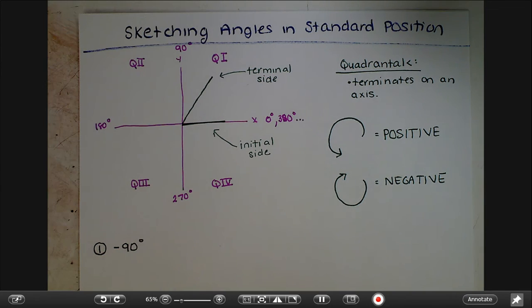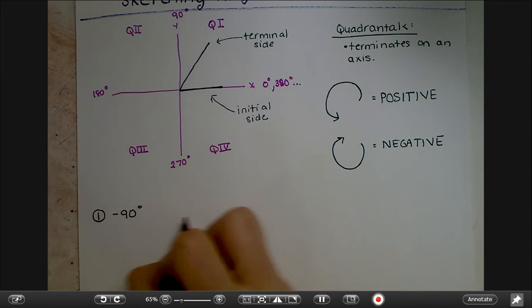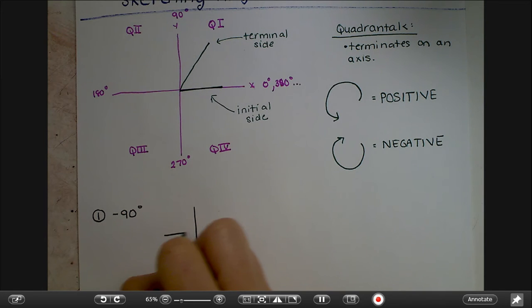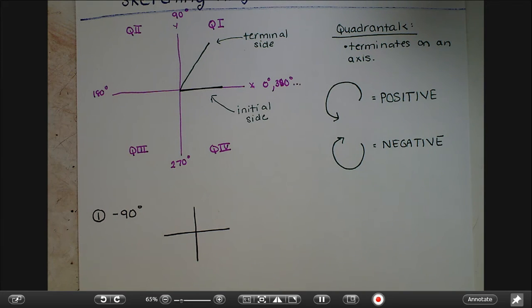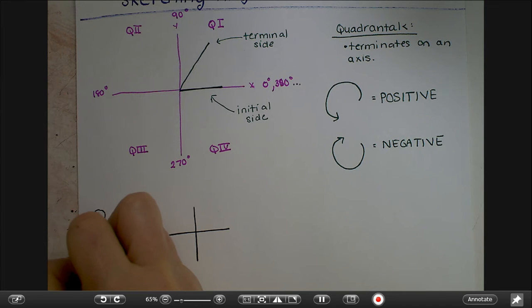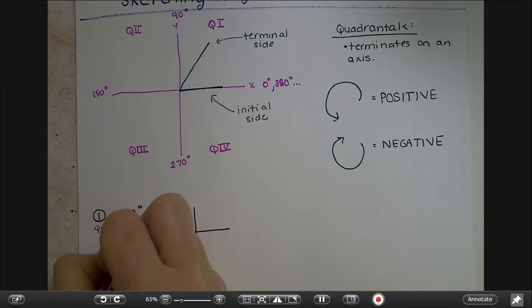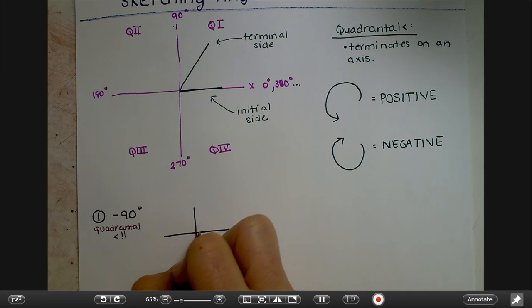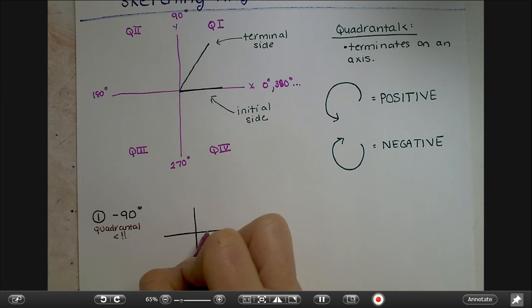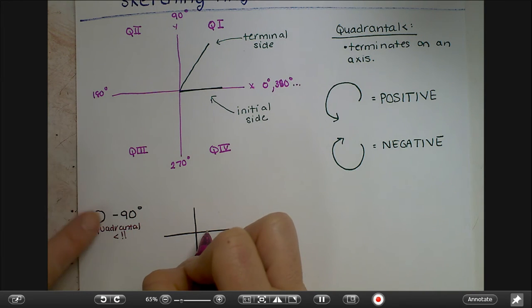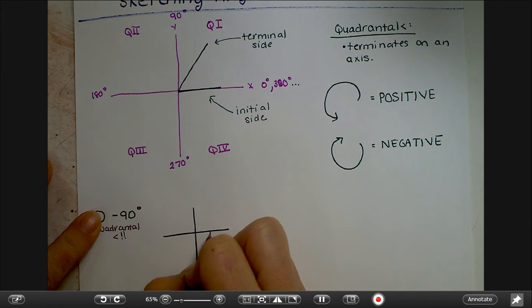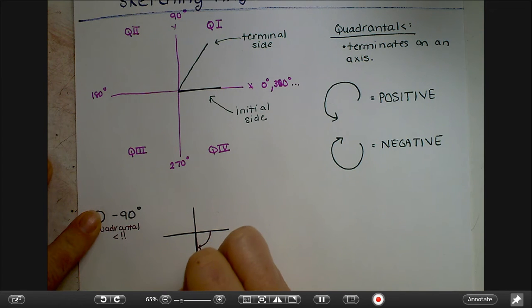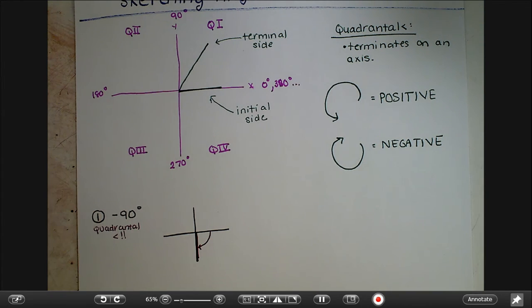All right, so all we're going to do is sketch these angles in standard position. So here's our axis. And we want to go negative 90. Now keep in mind, this is a quadrantal angle. So we're going to start on the initial side and we're going to go 90 degrees in the negative direction. So we're going to swing this way and draw the terminal side. So that's it. That's really all we have to do. So let's do a couple more examples.